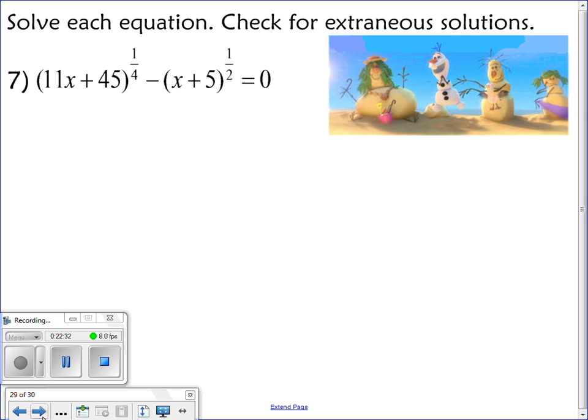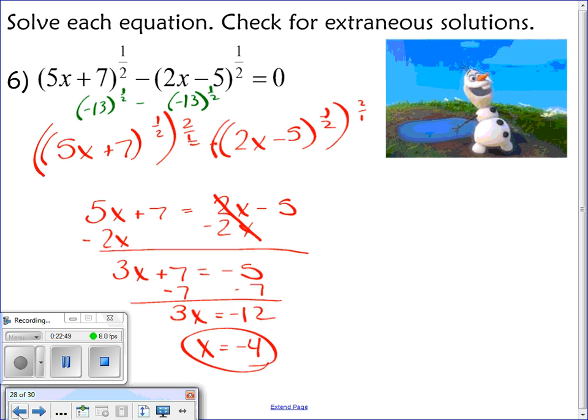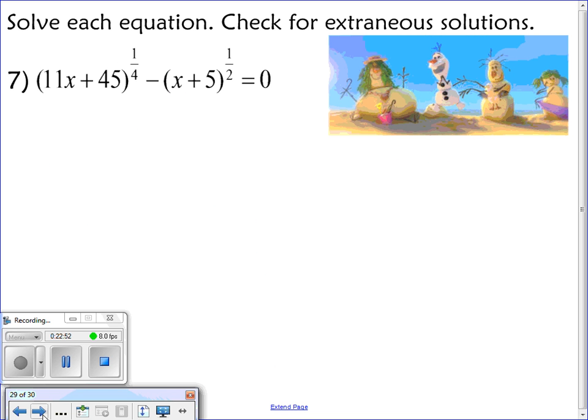Last one. But look at it. What's wrong with it? They're different exponents. Uh-oh. My last one, they were the same, right? Well, let's go through one step at a time. Right away, I know I need to get each piece by itself, right? So I need to move the one piece to the other side. So 11x plus 45 to the 1/4 equals, when this whole piece moves over, instead of it being a minus that piece, it's going to be a positive that piece.